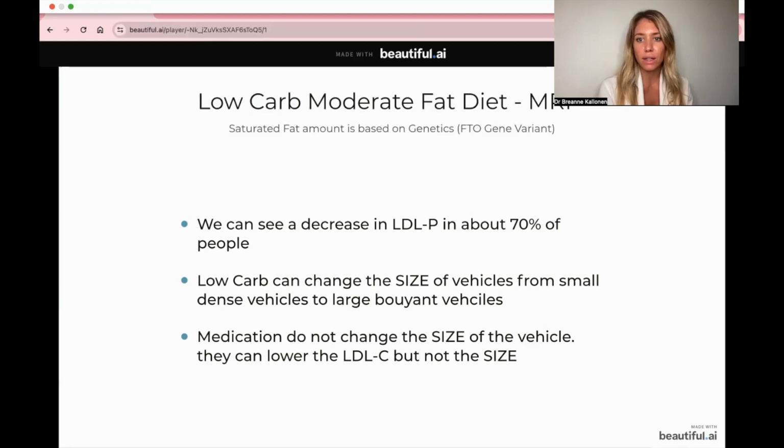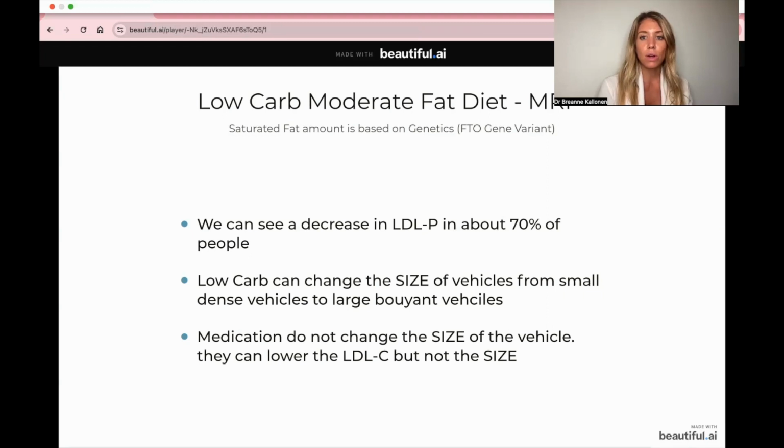Medications that lower cholesterol, they simply work on the volume. So we can see statin medications are really great at lowering LDL cholesterol, but they do not change how they're transmitted or the particle size throughout the body. So it's really important that when we're repeating the testing, that we're looking at how is the particle size changing.